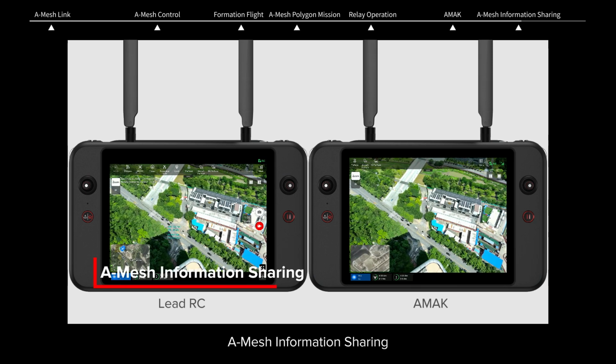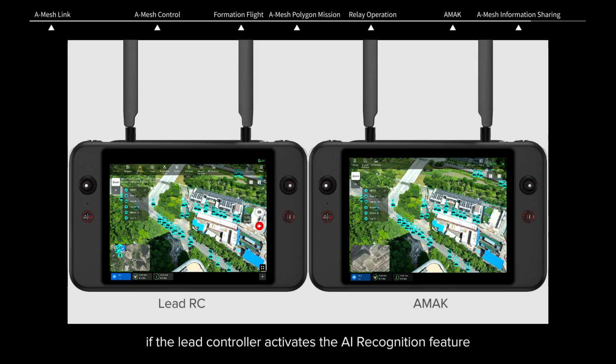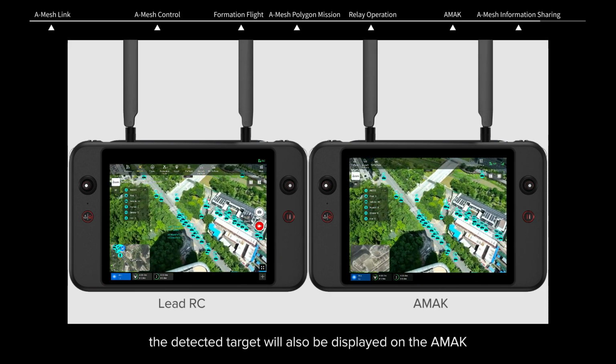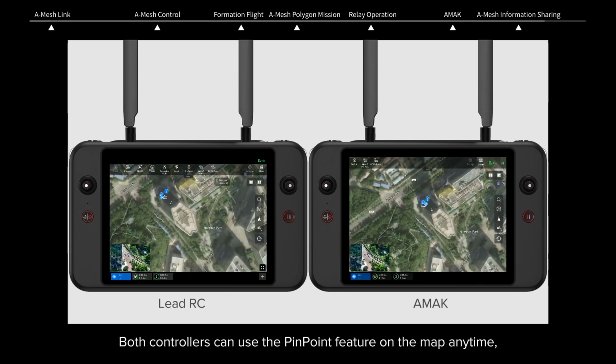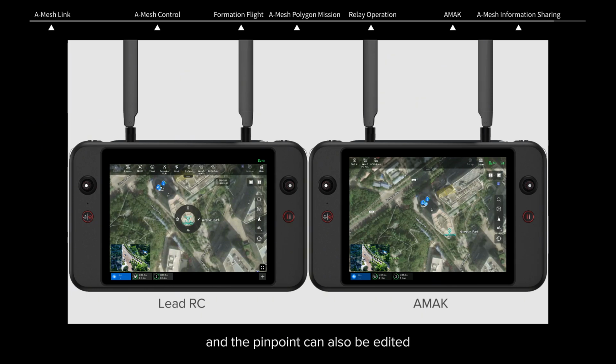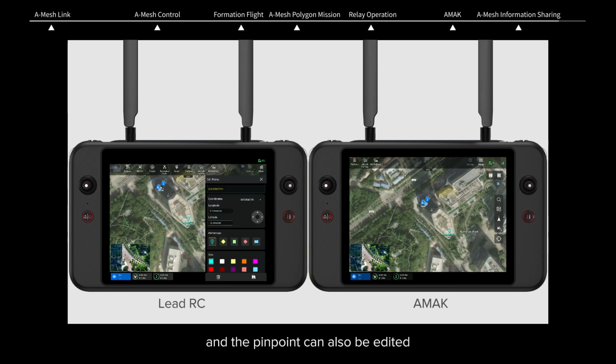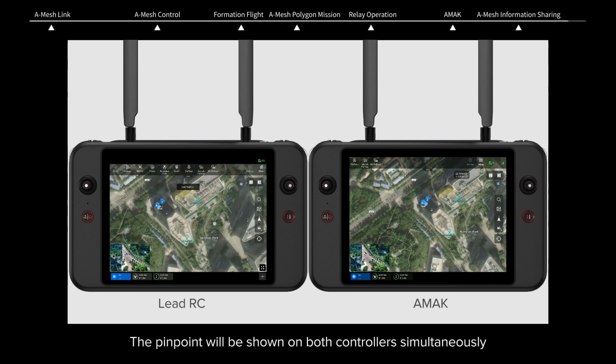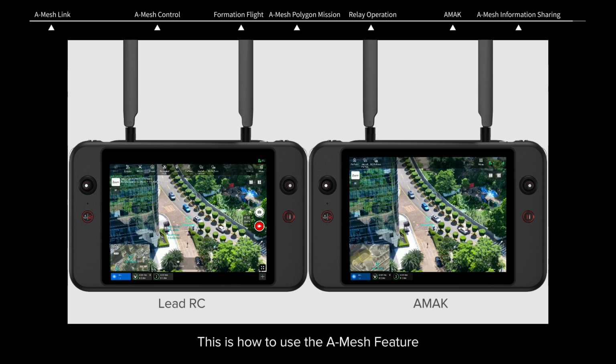A-Mesh Information Sharing. When using AMAC, if the lead controller activates the AI recognition feature, the detected target will also be displayed on the AMAC. Both controllers can use the pinpoint feature on the map anytime, and the pinpoint can also be edited. The pinpoint will be shown on both controllers simultaneously. This is how to use the A-Mesh feature.